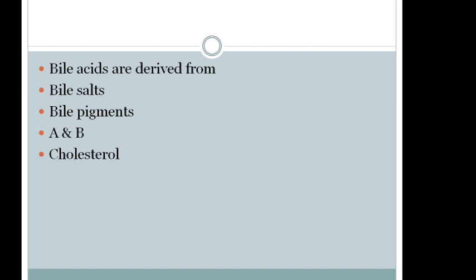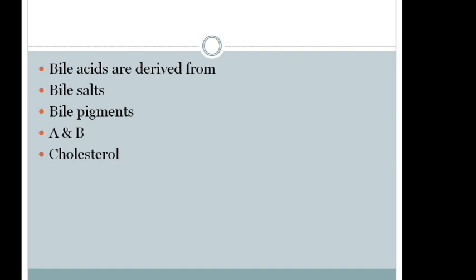Why are all of you saying A? Who is saying cholesterol? Lakshmikant, Falguni, I think Ayushi? Its answer is cholesterol. It's not A. Bile acids are derived from cholesterol in hepatocytes, and bile salts are formed when bile acids are combined with glycine and taurine. So its answer is cholesterol. Bile acids are derived from cholesterol.